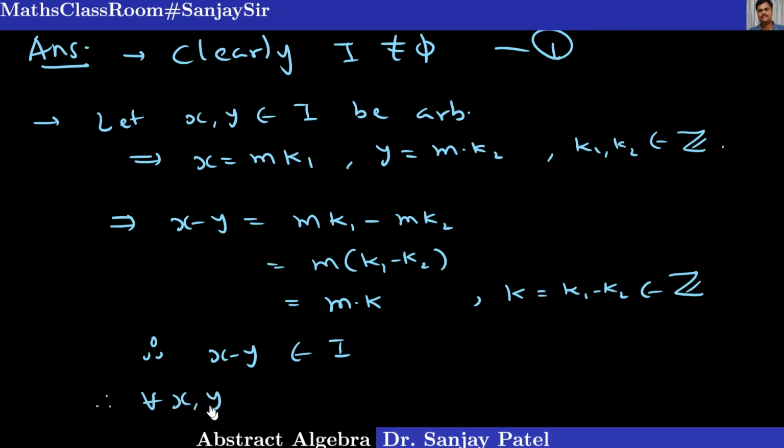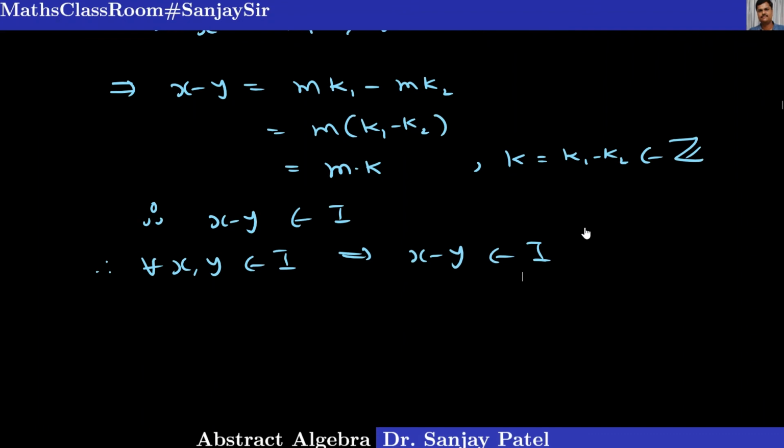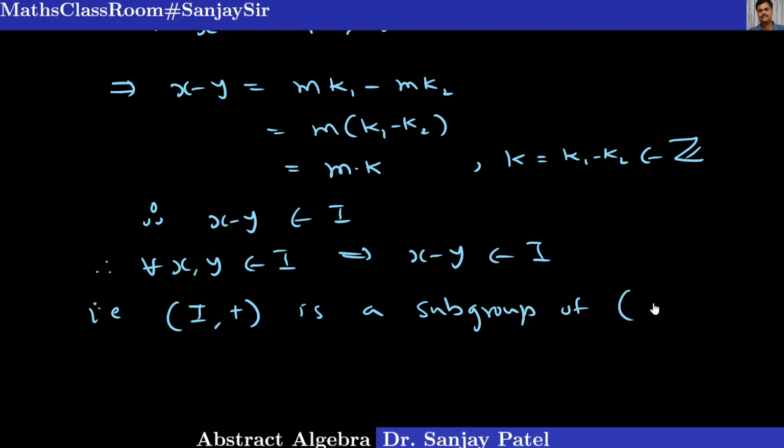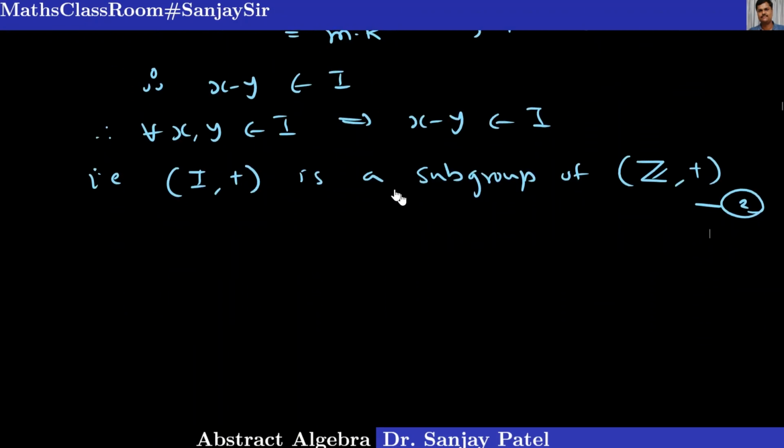So what is proved? For every x and y belonging to I, I have proved that x minus y belongs to I. That means I comma plus is a subgroup of R comma plus. Our ring R is the ring of integers. So this is my second conclusion, that I is a subgroup of R plus.